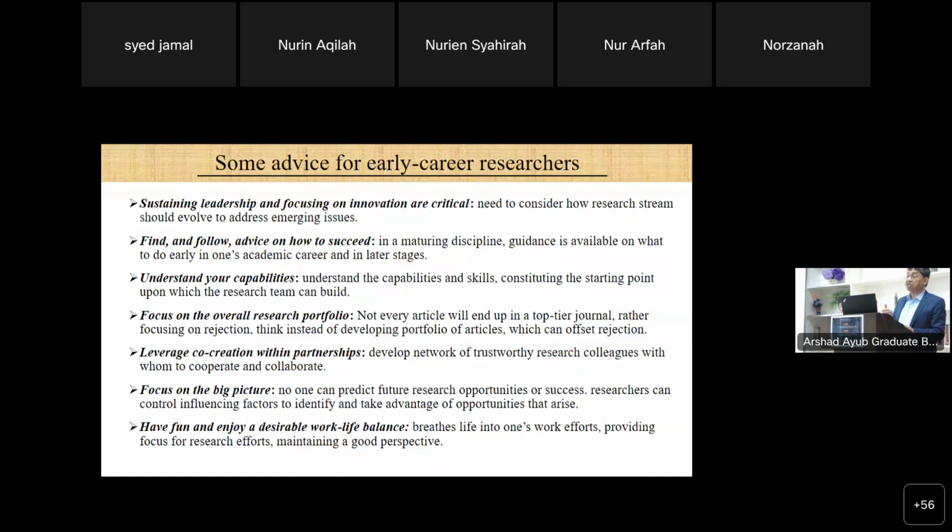Leverage co-creation within partnerships. Develop a network of trustworthy research colleagues, as I said all along, with whom to cooperate and collaborate. Focus on the big picture. No one can predict future research opportunities or success. Researchers can control influencing factors to identify and take advantage of opportunities that arise. Have fun and enjoy a desirable work-life balance.